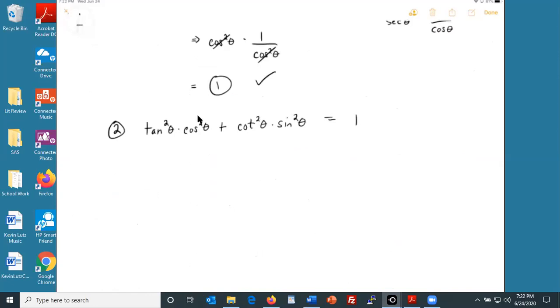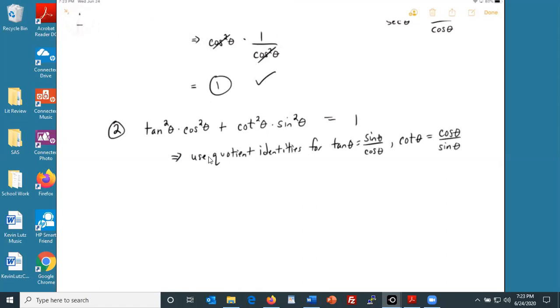For example, if this tangent squared and this cotangent squared weren't there, then cosine squared and sine squared would add up to 1. But these can't add up to 1 if those terms are there. So we need to simplify it down a little differently. What we're going to first do is use not the Pythagorean identity, but the quotient identities for the tangent and the cotangent. Let's get rid of those.